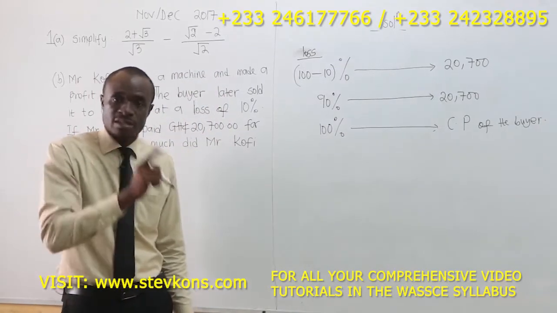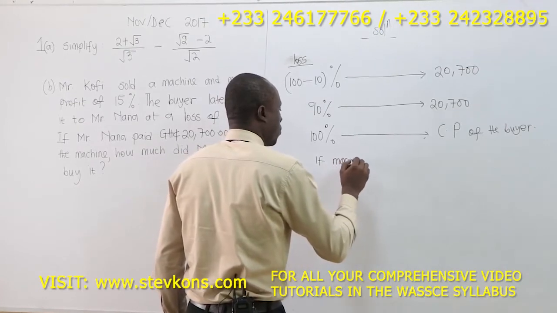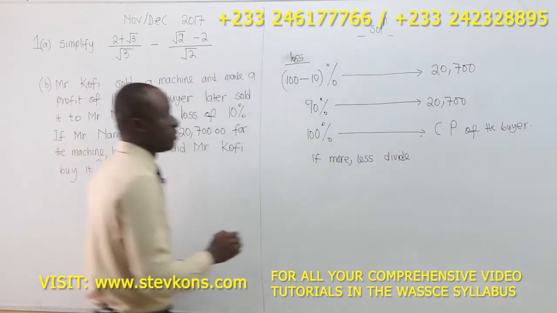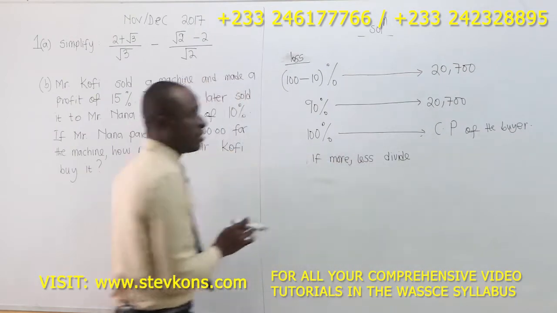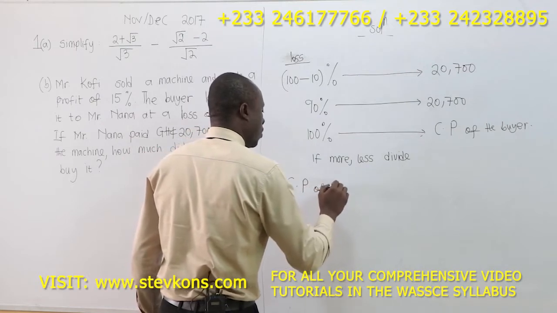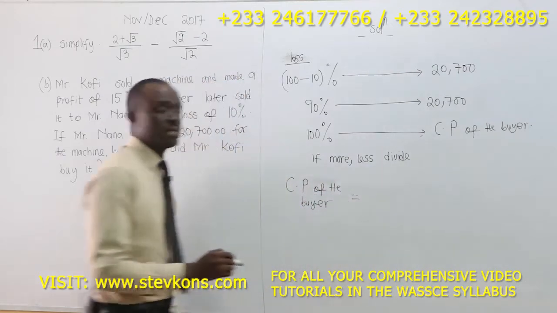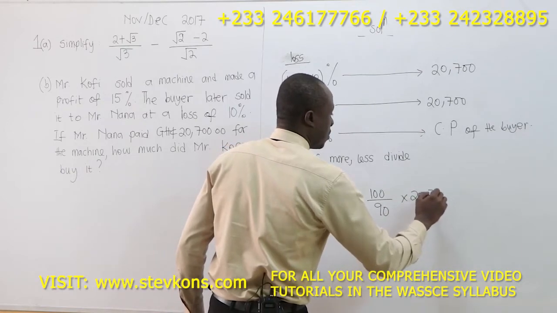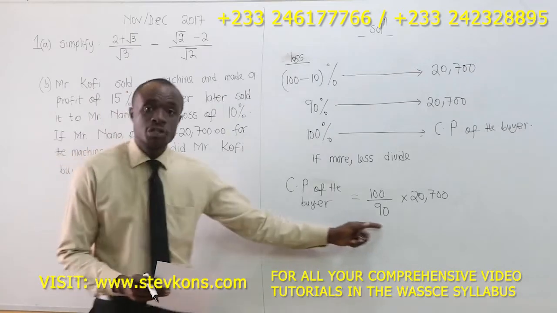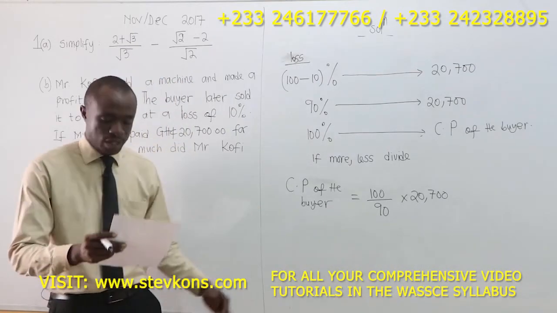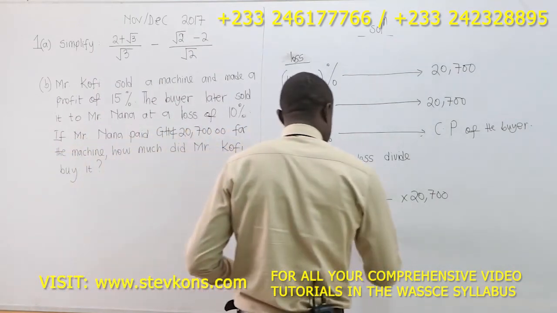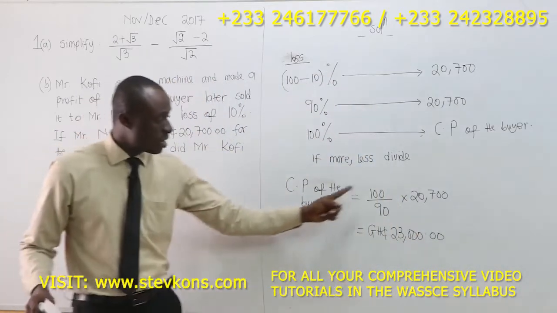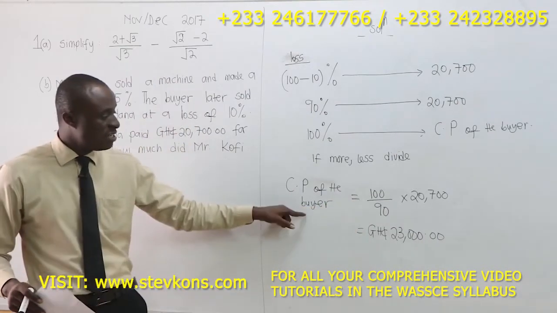100 is more. If more, let's divide. So clearly we have 100. What is the 100? That is the CP of the buyer, the cost price of the buyer. That is equal to 100% out of 90 times 20,700. Now we need to punch this on a calculator. And when you punch it on a calculator, what do we get? It is giving us 23,000. Yes, 100 over 90 times 20,700. So this is the CP of the buyer.